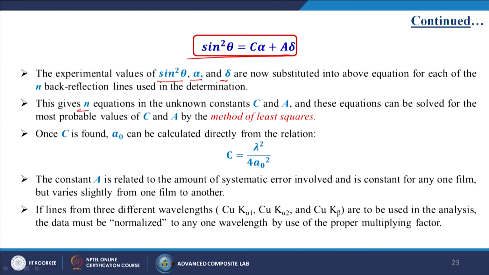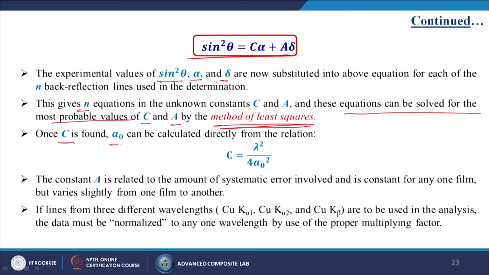This gives n equations in the unknown constants c and a, and these equations can be solved for the most probable values of c and a by the method of least squares, which I am going to discuss in the next slide. So, once c is found, a0 can be calculated directly from the relation, C is equal to lambda square by 4 a0 square. So, if we know the value of c, then we can easily calculate the value of a.